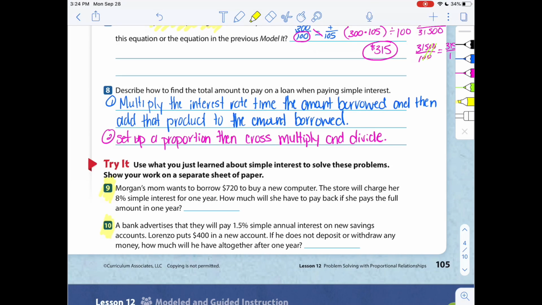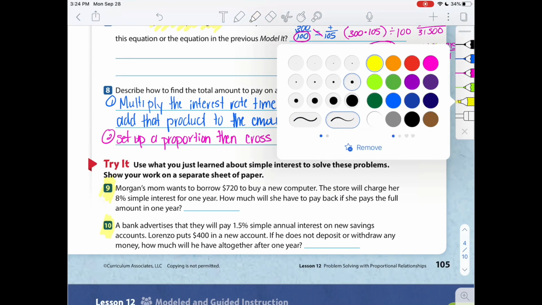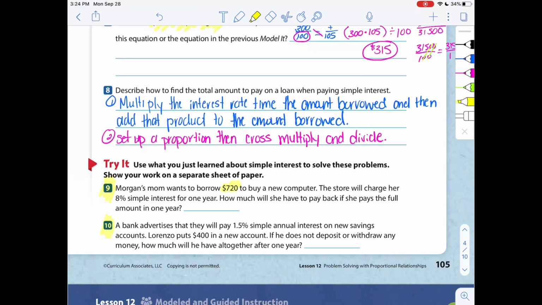Number 9 wants to know how much will she pay back if she pays the full amount in 1 year. So she borrowed $720 and she paid 8% interest. She would end up paying back $777.60. That's the amount she borrowed plus the interest.